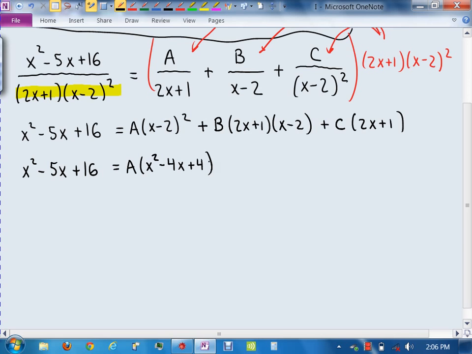And I've got the A sitting in front of that. Okay, next one. B, I'm going to multiply out those two. I would get 2x squared minus 4x plus x, so minus 3x minus 2. Do y'all agree with that? And then my last one, I don't really have to do anything to it. I'm just going to leave it like this. Now let's distribute the A, B, and C through. Multiply through.